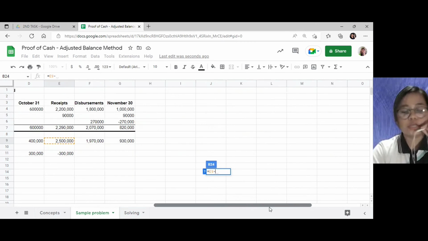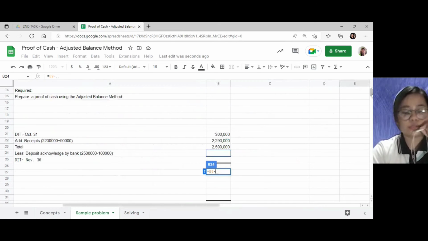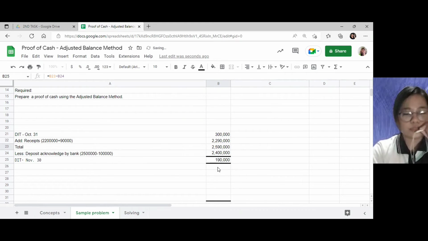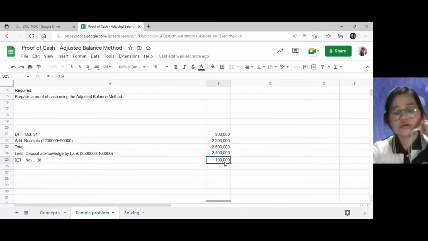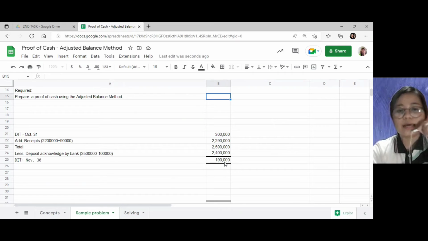So, yan lang ay yung 2,400,000. So, yung total deposit ng entity sa bangko for this month is 2,950,000, plus of course the deposit in transit, which are expected to be credited in order to be reflected in the bank account for the following month. So, yun lang yung total deposit for this month minus the amount acknowledged by the bank. So, you have 2,400,000.